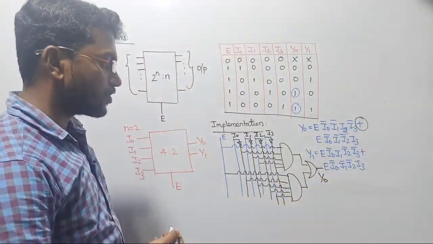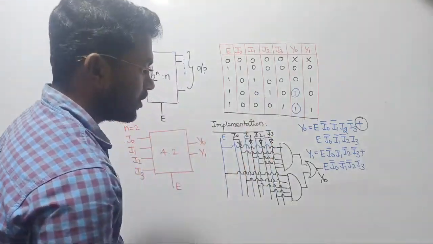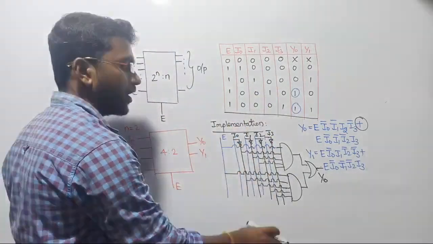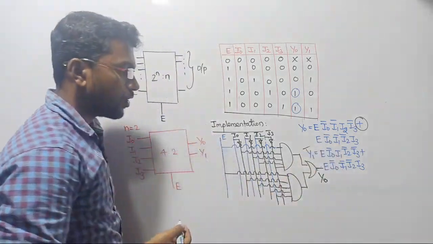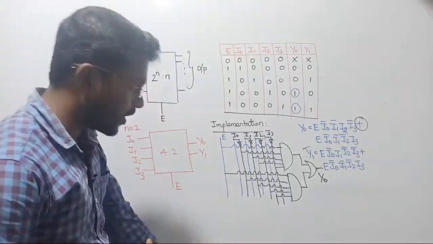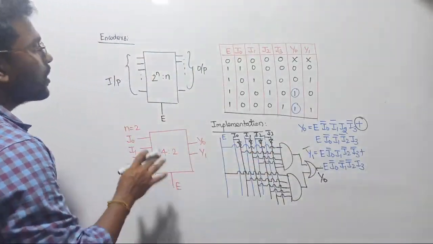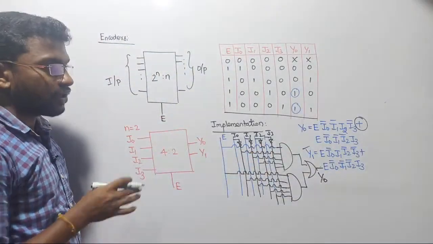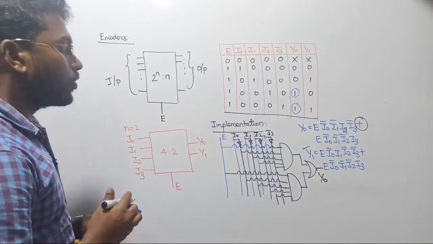Now I am giving a small task to you all, just to increase the length of the wire. Do the same thing for Y1 also in order to complete the circuit. Do it, don't leave that one. Just complete the second one also. That is how we are implementing the encoder circuits. I hope things are very clear to you all, right? Now, did you notice one thing?